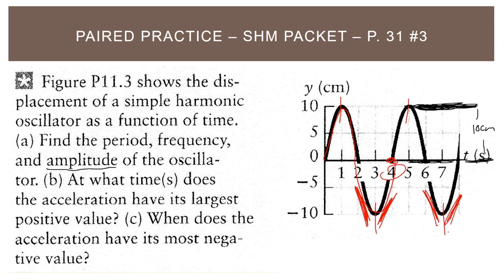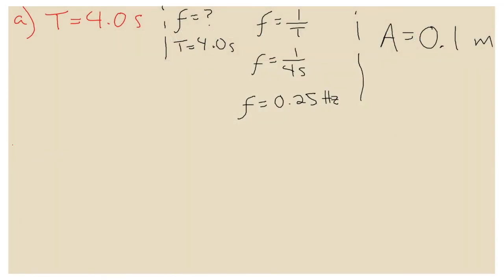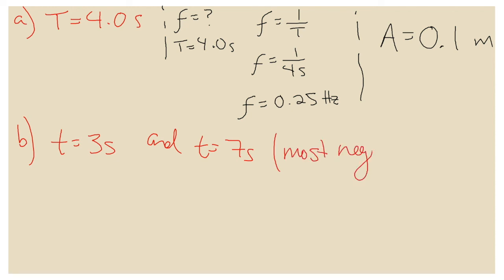We'll say for part B, the answer is 3 seconds and 7 seconds. So for part B, t equals 3 seconds and t equals 7 seconds. And I'll write here in parentheses, most negative position, comma, most positive acceleration.